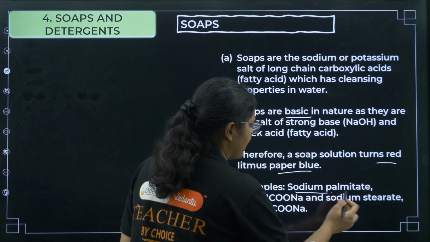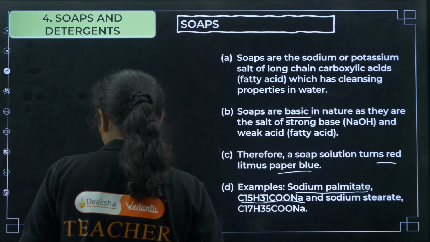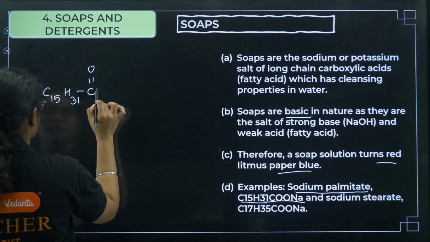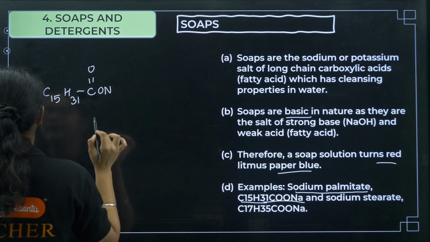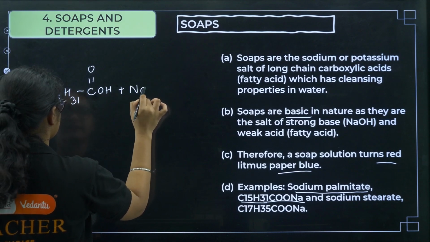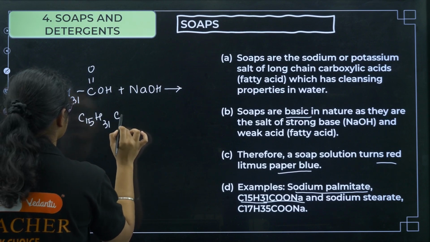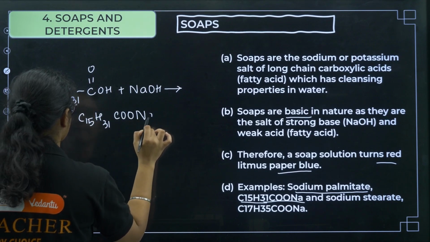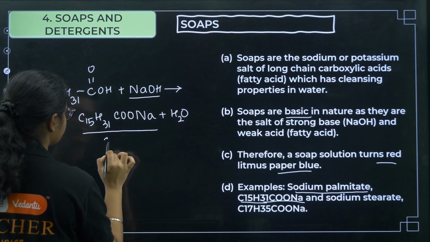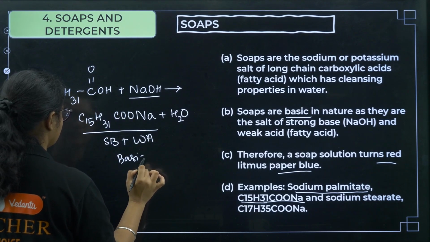Now an example is sodium palmitate. You can see how many carbons there are: C15H31COONa. How must this salt have formed? You have C15H31COOH, so this acid must be present, plus NaOH, which reacts to give C15H31COONa plus water. This is a salt of a strong base and an organic acid, and every organic acid is a weak acid. That is why this is basic in nature.